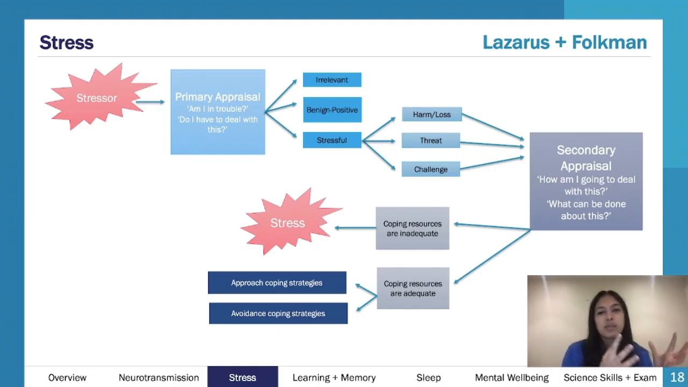It poses a threat to me in the future. Or the third one, which is kind of like the one that's like, oh yeah, you're so positive. Do I see it as a challenge? Is this something that I can learn and grow from? Although it still is stressful, you just perceive it in a bit more of an "I can do this" sort of way. So you go to your secondary appraisal.